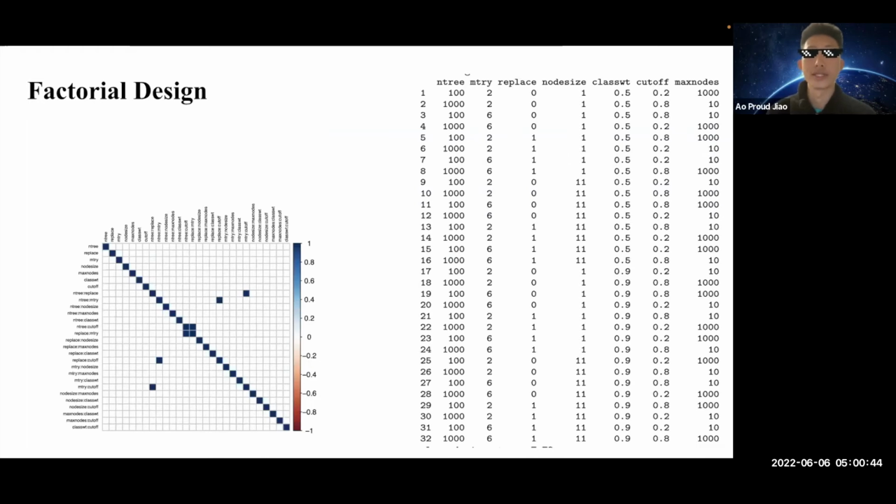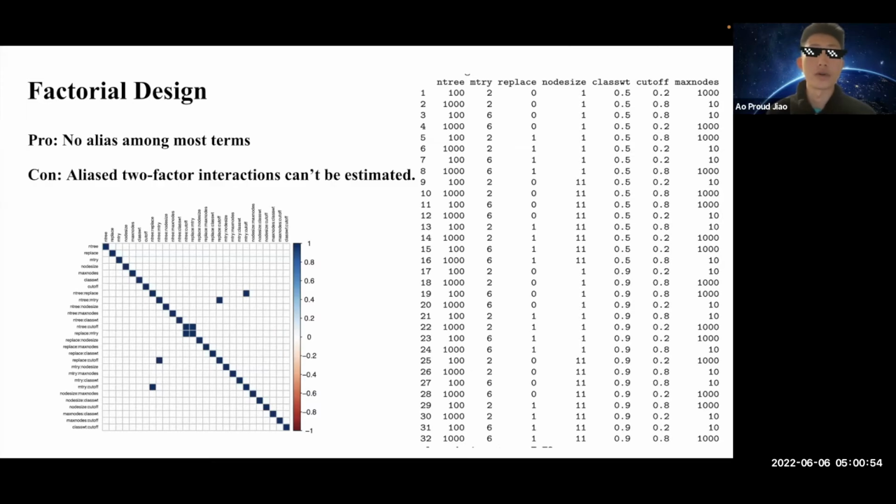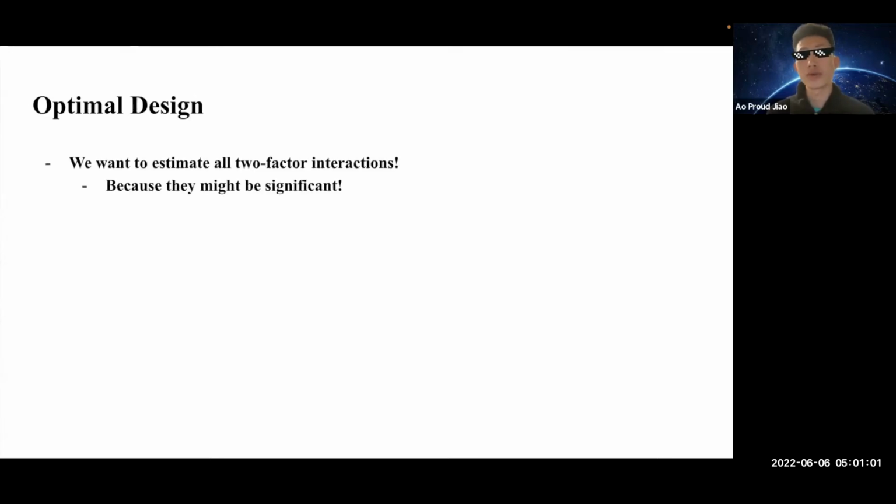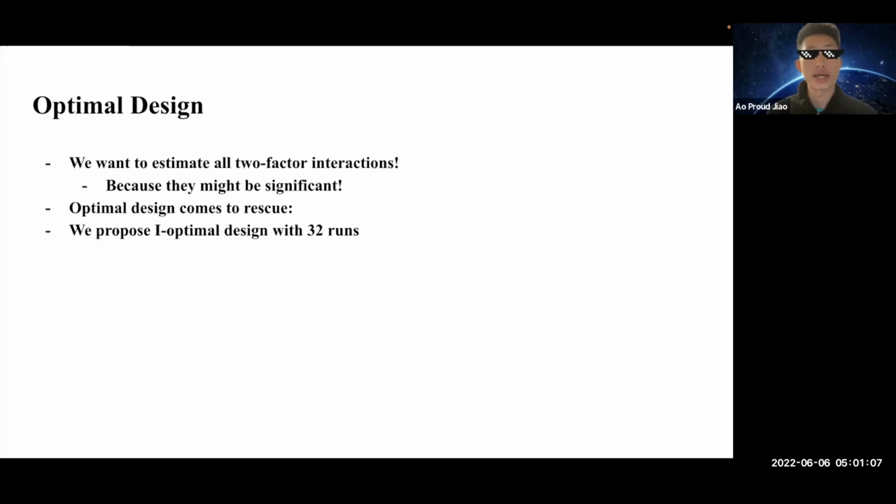So here's the factorial design. On the right, you have the design itself, and on the left, you have the correlation plot. The pro is that we don't have any alias among most terms. However, we have some aliased two-factor interactions shown in the plot. So we want to estimate all two-factor interactions because they might be significant, and optimal design comes to the rescue.